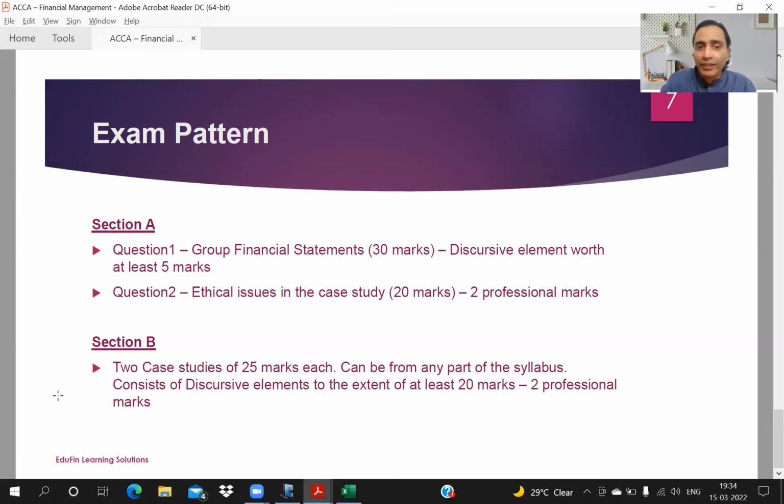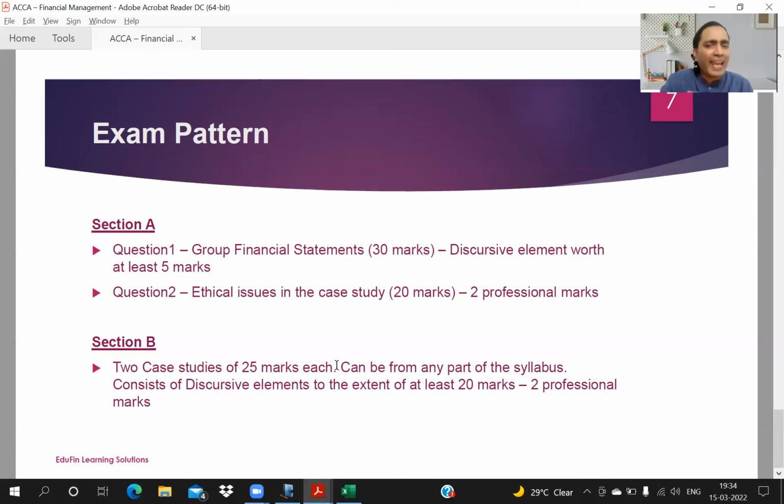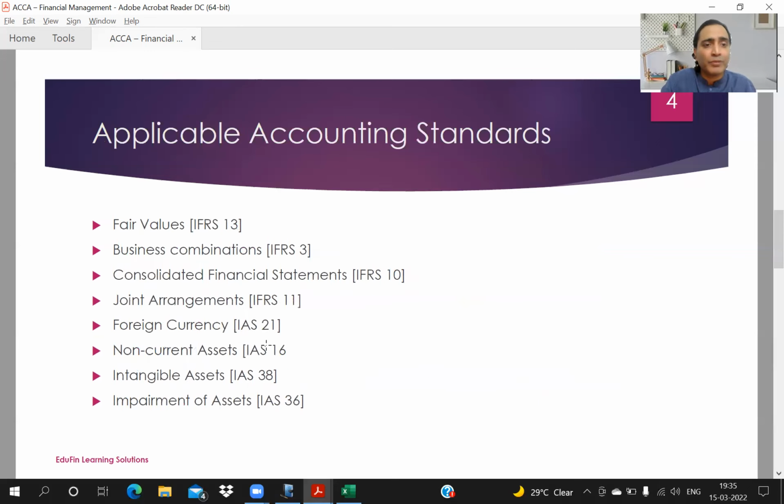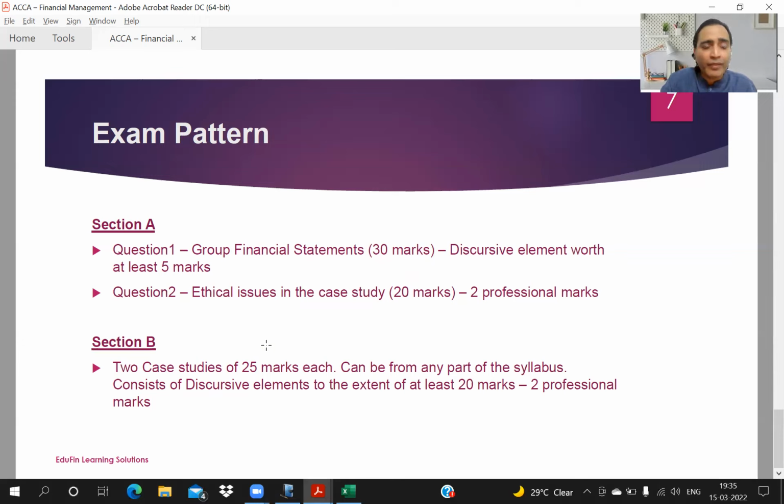So that is your section A, 50 marks. Section B, you will have 2 case studies. So again, 2 questions, 2 different case studies, and they can pick up any accounting standard. Mostly they will not pick up anything from the group financial statements, nothing from consolidated financials. But apart from that, ACCA has so many options, so many standards. They can ask you from any standard. Any part of the syllabus can be tested. And again, it would be for 50 marks, 25 marks per case study.